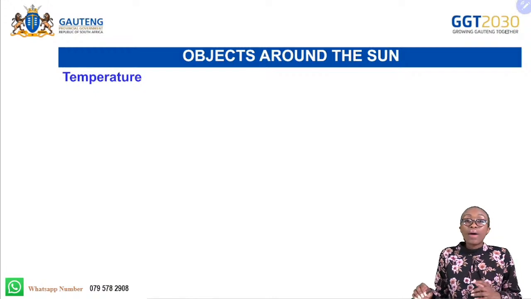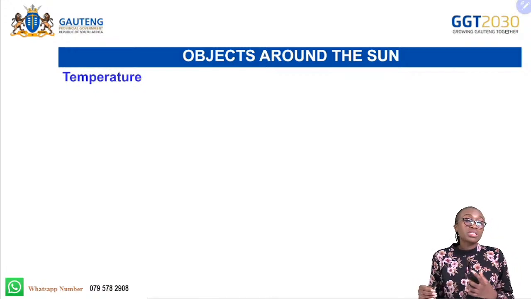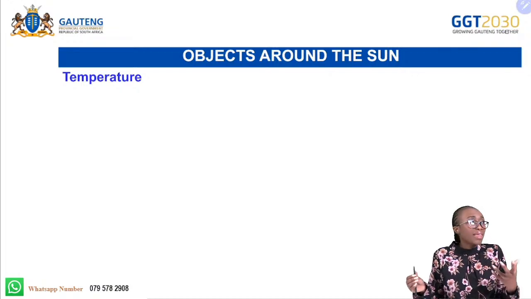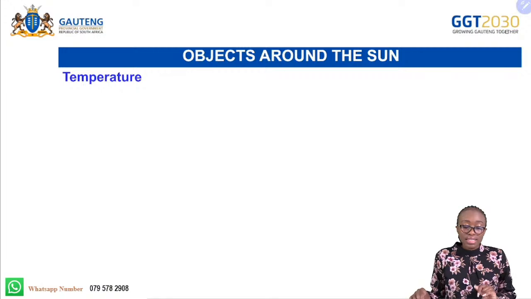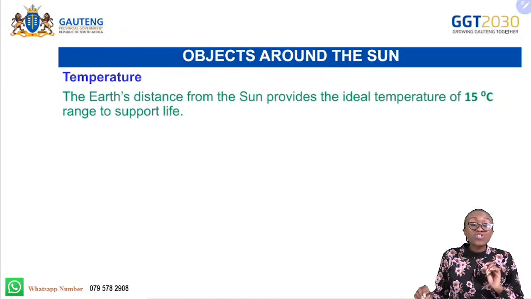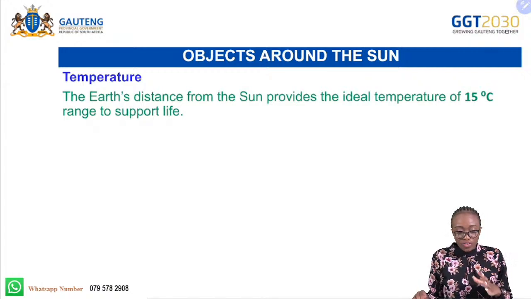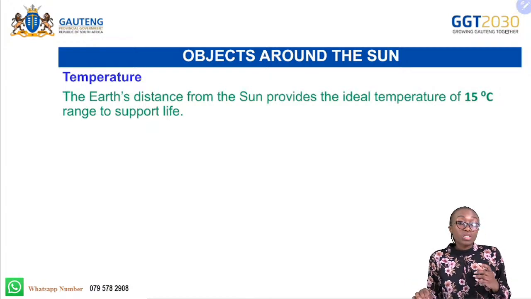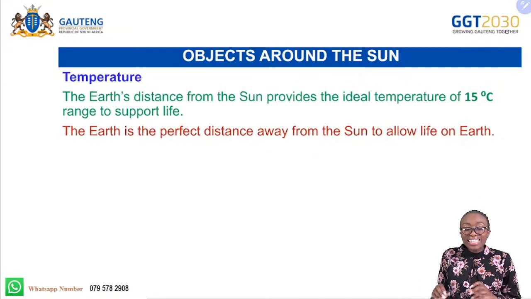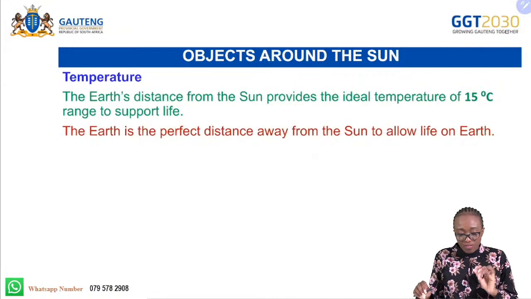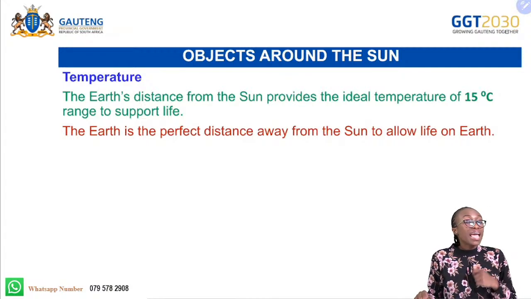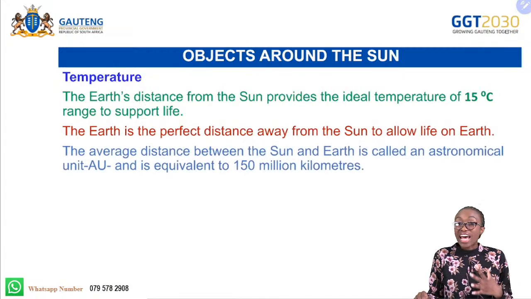Now, let's talk about the temperature. We spoke briefly about the temperature that is conducive to keeping water in a liquid form so that you and I and the animals and the plants can take it up. The Earth's distance from the sun provides the ideal temperature in the range of 15 degrees Celsius to support life. We need a little bit of warmth to support life. So the Earth is the perfect distance away from the sun to allow life on Earth.